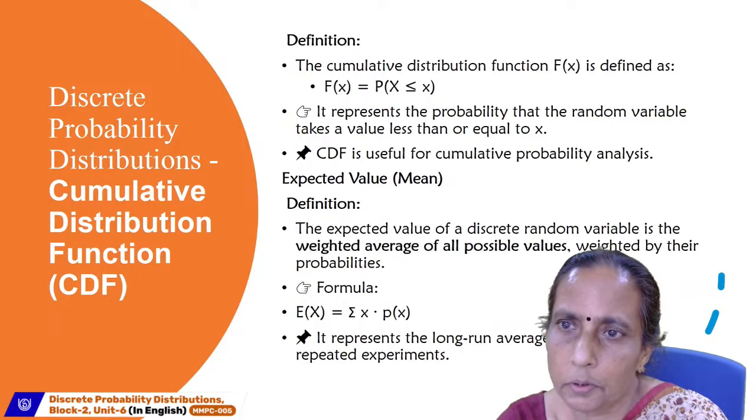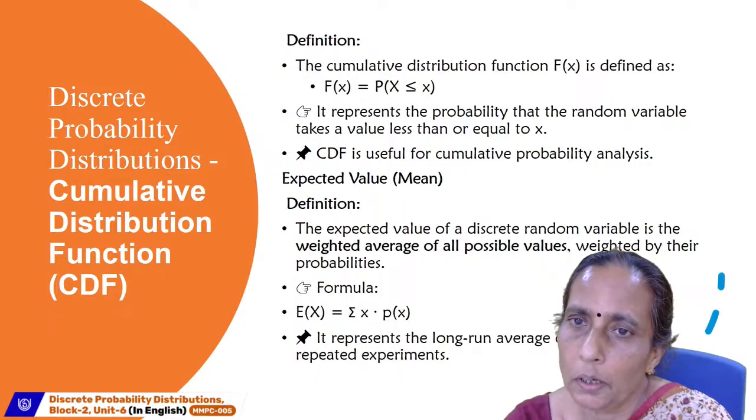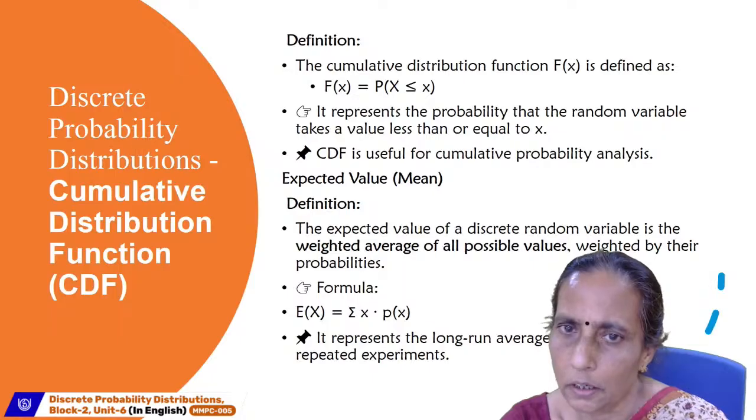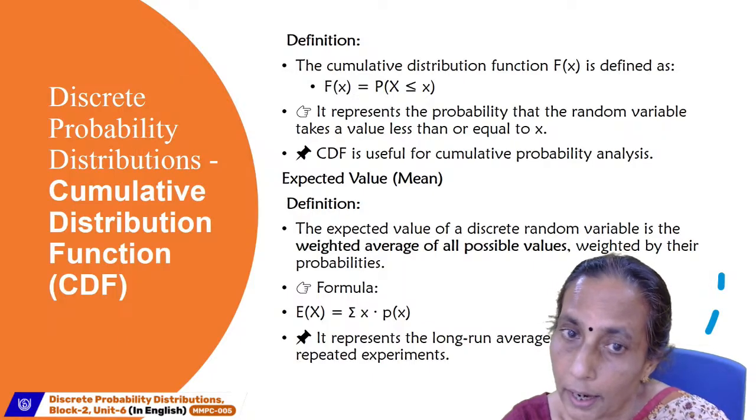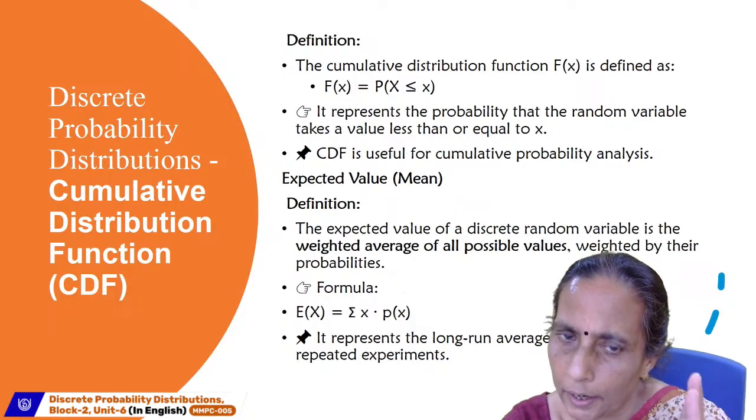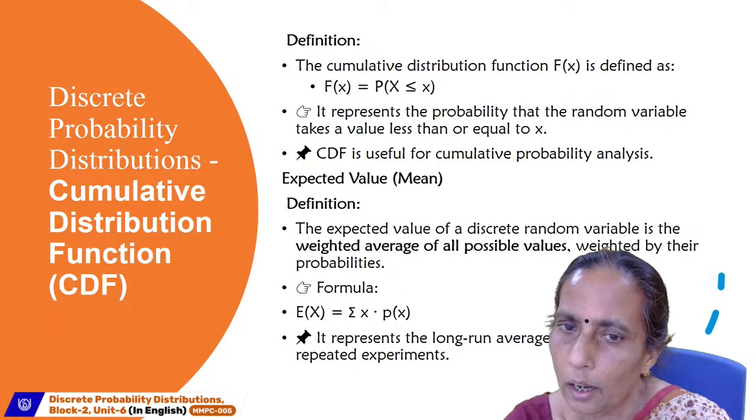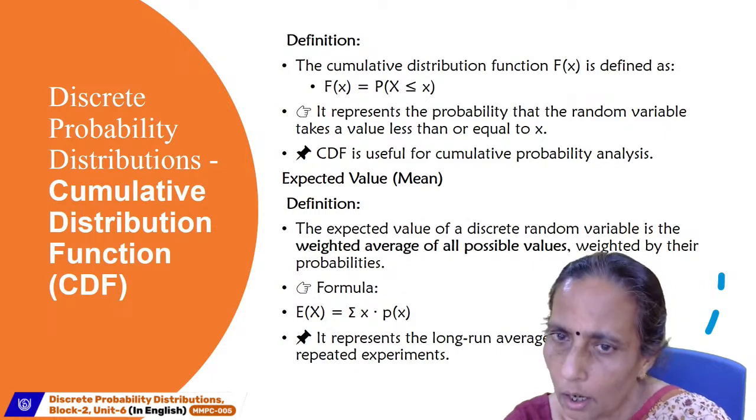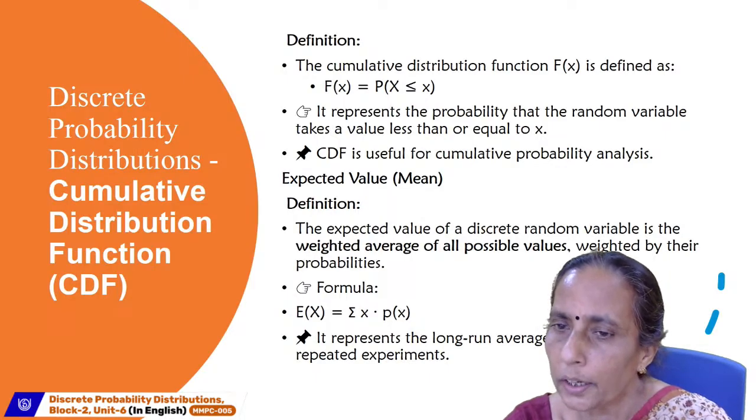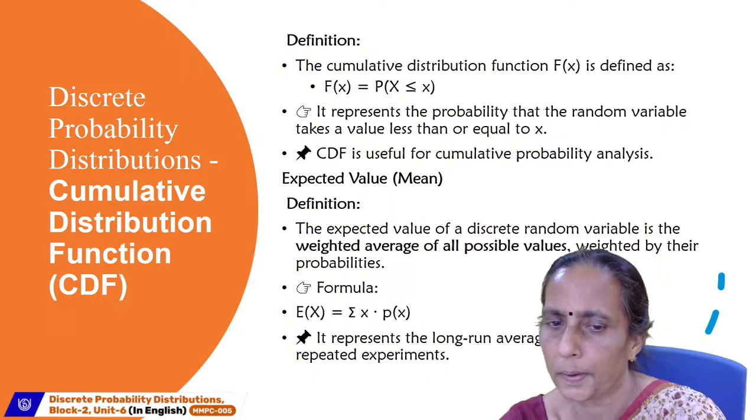Now the cumulative distribution function. The cumulative distribution function is defined as F(x) equal to the probability that X is less than or equal to x. It represents the probability that the random variable takes a value less than or equal to x. This is useful for cumulative probability analysis.